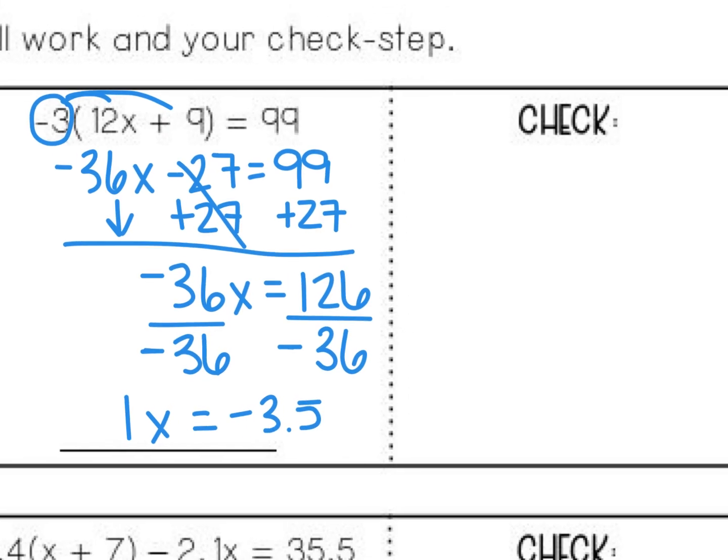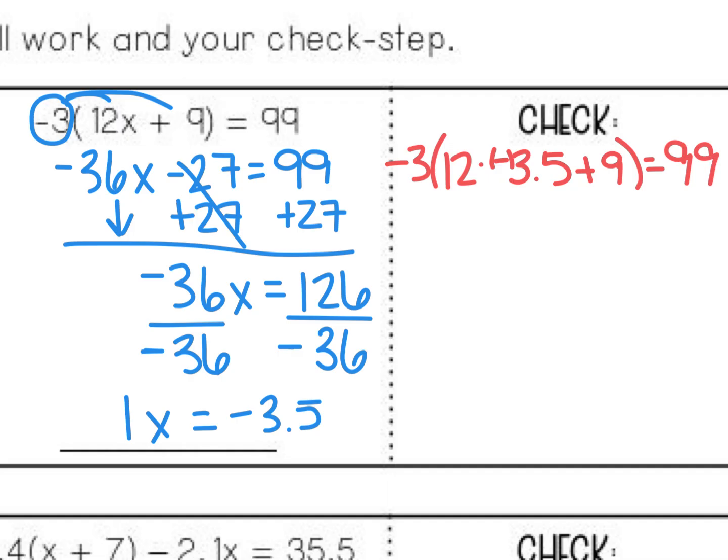Check it. All right, so I want you to just use your calculator. Negative 3 parentheses 12 times. This is a negative 3.5, so make sure you're using the one with the parentheses there. Plus 9, close parentheses, equals 99. See if it says true or false.